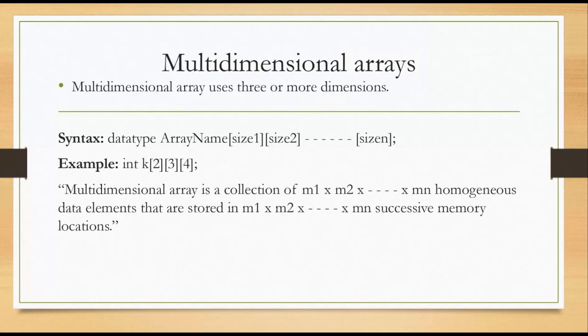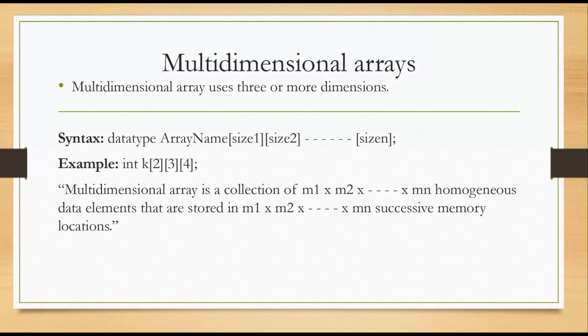Multi-dimensional arrays. Multi-dimensional arrays use 3 or more dimensions. That is, if an array name is followed by 2 or more subscripts, then we will say such type of arrays are multi-dimensional arrays. Syntax: data type array name followed by more than 2 subscripts, and each one specifies different types of sizes. For example, int k[2][3][4], where 2 represents the number of dimensions, 3 represents the number of rows, and 4 represents the number of columns.